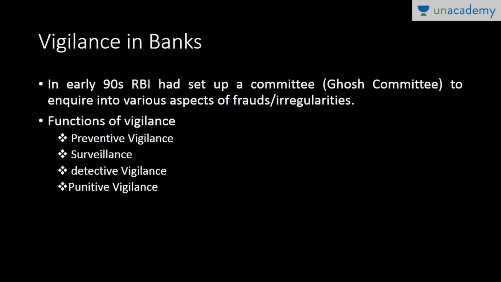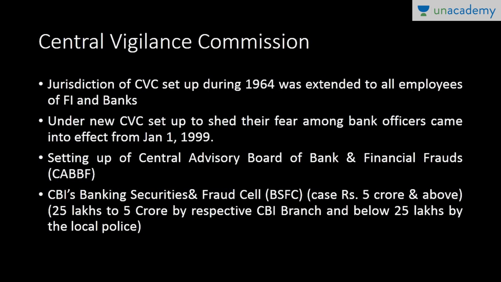Banks have their own internal punitive vigilance system, and there is also the external vigilance system, known as the CVC or Central Vigilance Commission. The jurisdiction of the CVC was extended to all employees of financial institutions and banks in 1964. After certain changes and amendments, a new CVC setup was established to shed the fear among bank officers, because it was somehow hindering their performance. That new CVC system was introduced on January 1st, 1999.